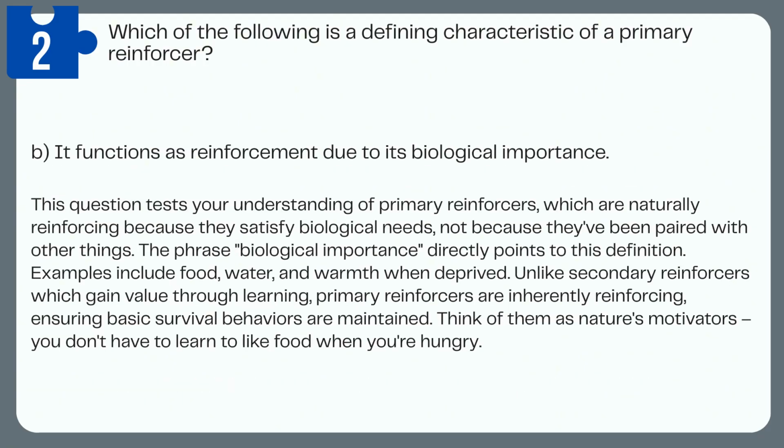Answer: B. It functions as reinforcement due to its biological importance. This question tests your understanding of primary reinforcers, which are naturally reinforcing because they satisfy biological needs, not because they've been paired with other things. The phrase biological importance directly points to this definition. Examples include food, water, and warmth when deprived. Unlike secondary reinforcers, which gain value through learning, primary reinforcers are inherently reinforcing, ensuring basic survival behaviors are maintained. Think of them as nature's motivators. You don't have to learn to like food when you're hungry.